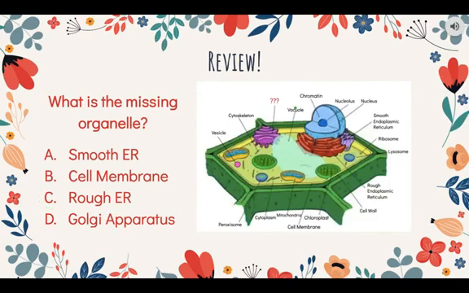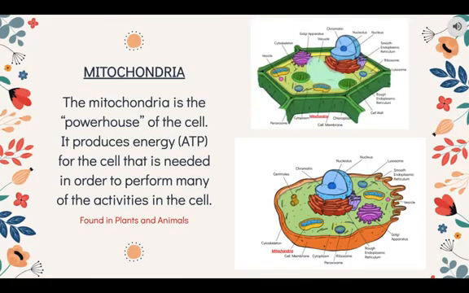Let's review. Which organelle do you think that the question marks are pointing to? A, smooth ER, B, cell membrane, C, rough ER, or D, Golgi apparatus? If you picked D, Golgi apparatus, then you are correct.